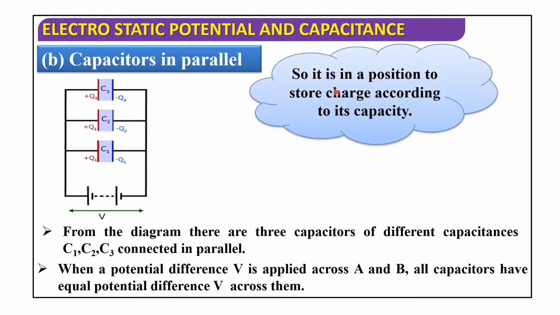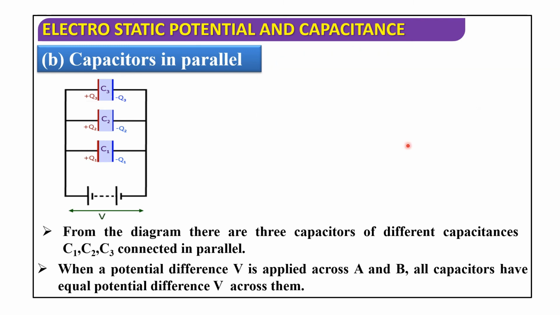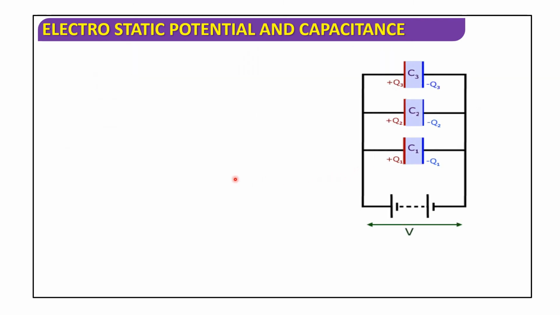Since each capacitor has the same potential difference across it, it is in a position to store charge according to its capacity. Hence, capacitors have different amounts of charges Q1, Q2 and Q3. Therefore, Q is equal to Q1 plus Q2 plus Q3. Consider this as equation number 1.